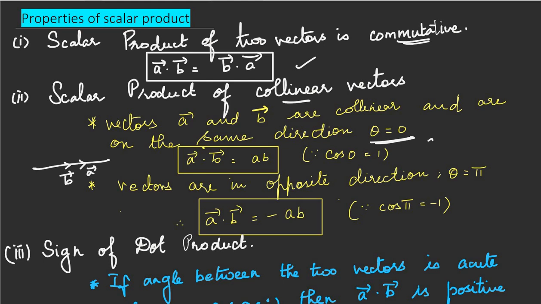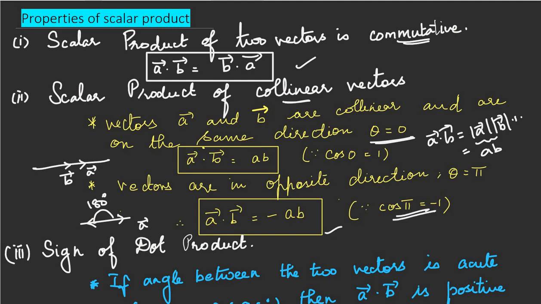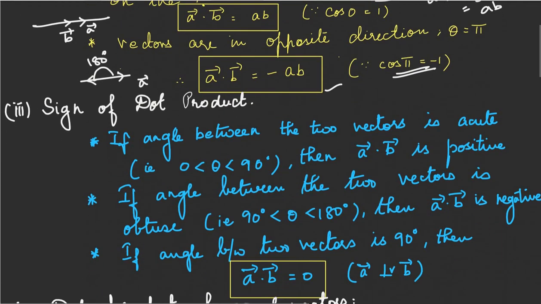Therefore, we know cos 0 is 1. A vector dot B vector will be equal to mod of A vector mod of B vector cos 0, which is 1, which leads us to modulus of A vector and modulus of B vector, which is nothing but the magnitude value, equal to AB. If the two vectors are in the opposite direction, but both vectors are collinear, then the angle between both the vectors will be equal to 180 degrees. Cos 180, cos pi, is equal to minus 1. That gives us A dot B is equal to minus AB, mod of A mod of B, which can be written as AB, the length.